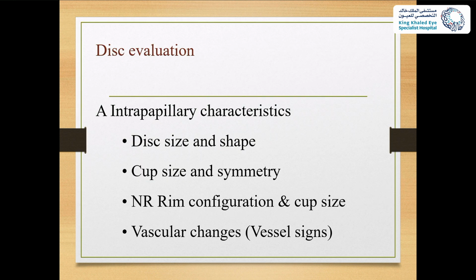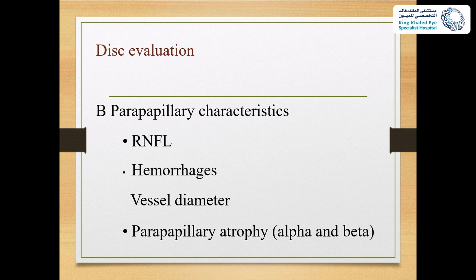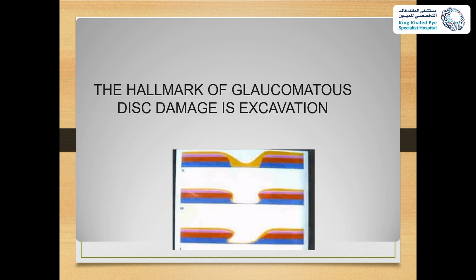For disc evaluation, we check the intrapapillary characteristics: disc size and shape, cup size and the symmetry between the right and the left in the same patient, neuroretinal rim configuration and cup size. Lastly, check for vascular changes of the vessels. For evaluation also, don't forget parapapillary characteristics like nerve fiber layer defects, any disc hemorrhages, vessel diameters, especially the large vessels, and parapapillary atrophy, zones alpha and beta. The hallmark of glaucomatous disc damage is excavation.